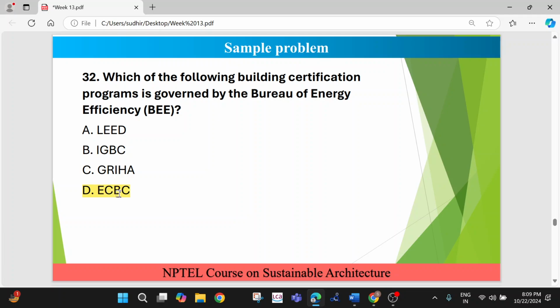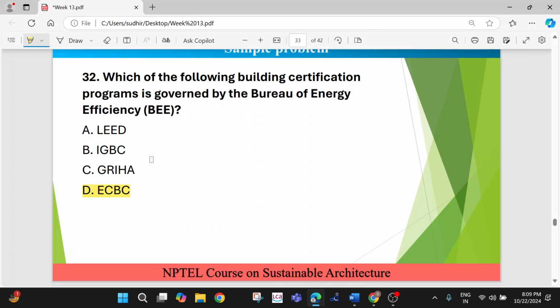For now, we were going with the Energy Conservation Building Code, and if the updated full form is mentioned in the answer, then you can write the updated one. It will be correct. Fine. So let's move to the next question, question number 33.